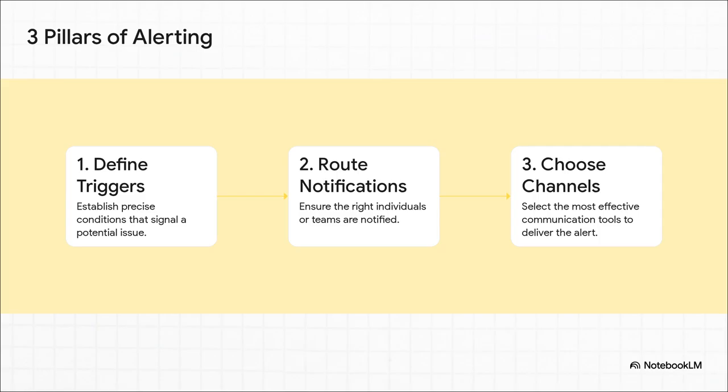Any solid alerting strategy really stands on these three pillars. First, you've got to decide precisely what counts as a problem. Those are your triggers. Next, you need to figure out who needs to know when that trigger goes off. And finally, you decide how you're going to tell them. If you can get these three things right, you are well on your way.